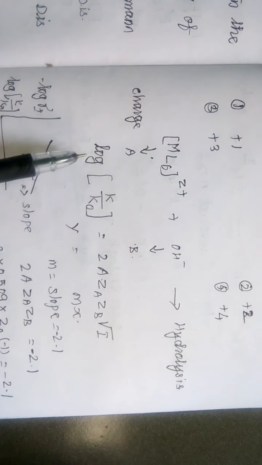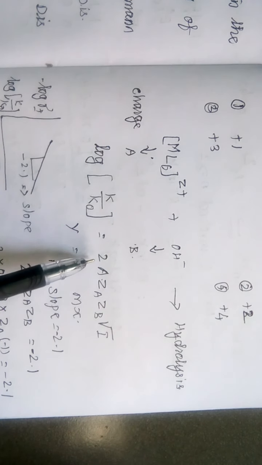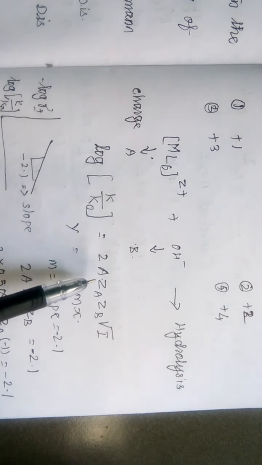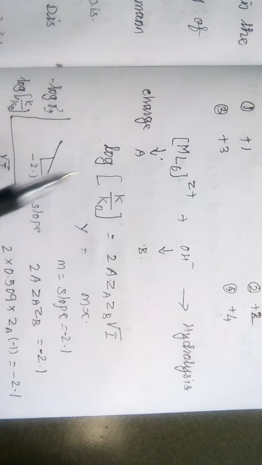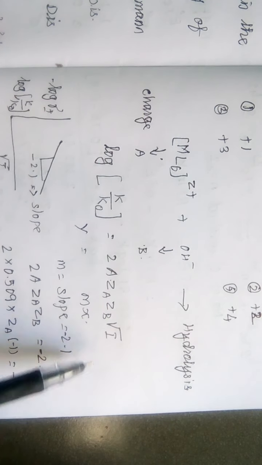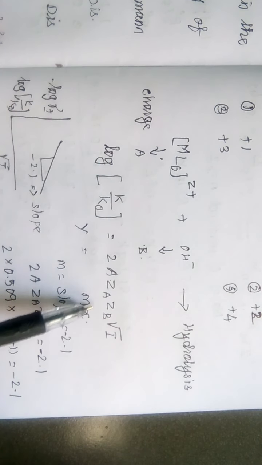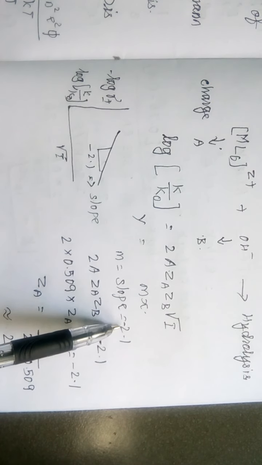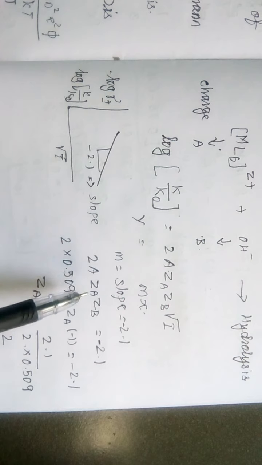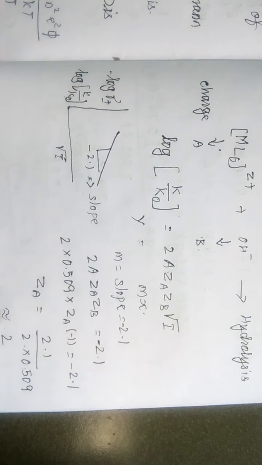From the Debye-Hückel equation, log k by k0 is equal to 2A, this is the constant value, ZA ZB root I. This equation is in the form y equals mx plus c, where c is 0 and m is the slope of the equation. Since m is equal to the slope, its value becomes minus 2.1. So 2A ZA ZB is equal to minus 2.1.